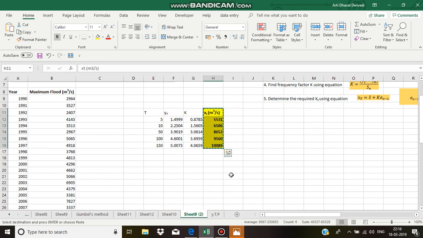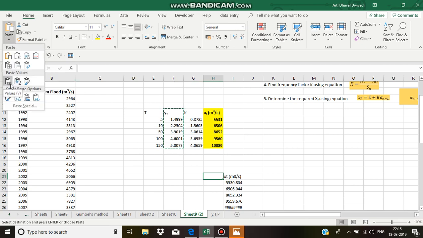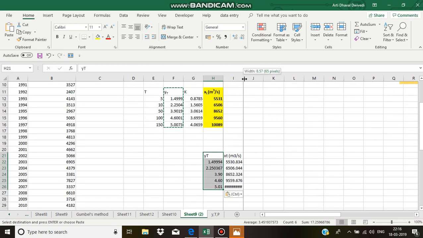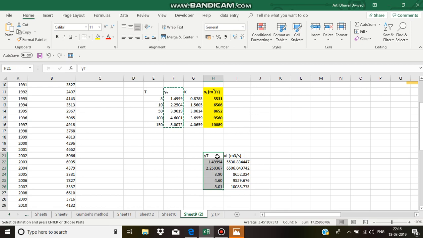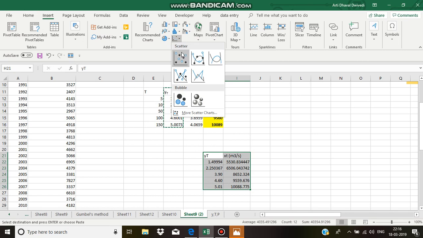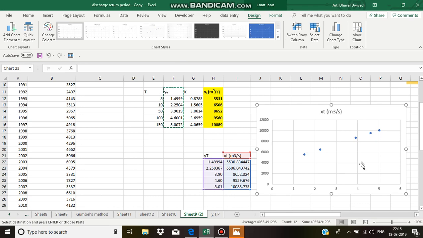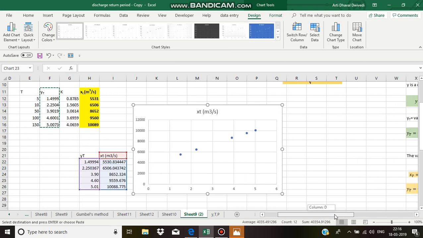Xt is on the y-axis, xt is the maximum flood value, and yt will be on the x-axis. Okay, so this will give us a straight line.